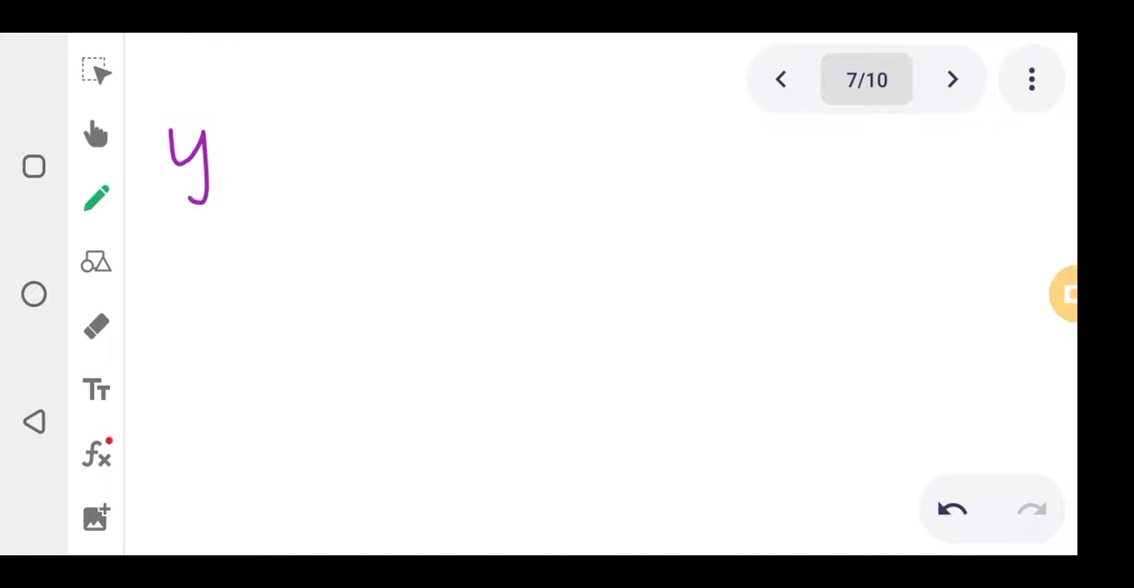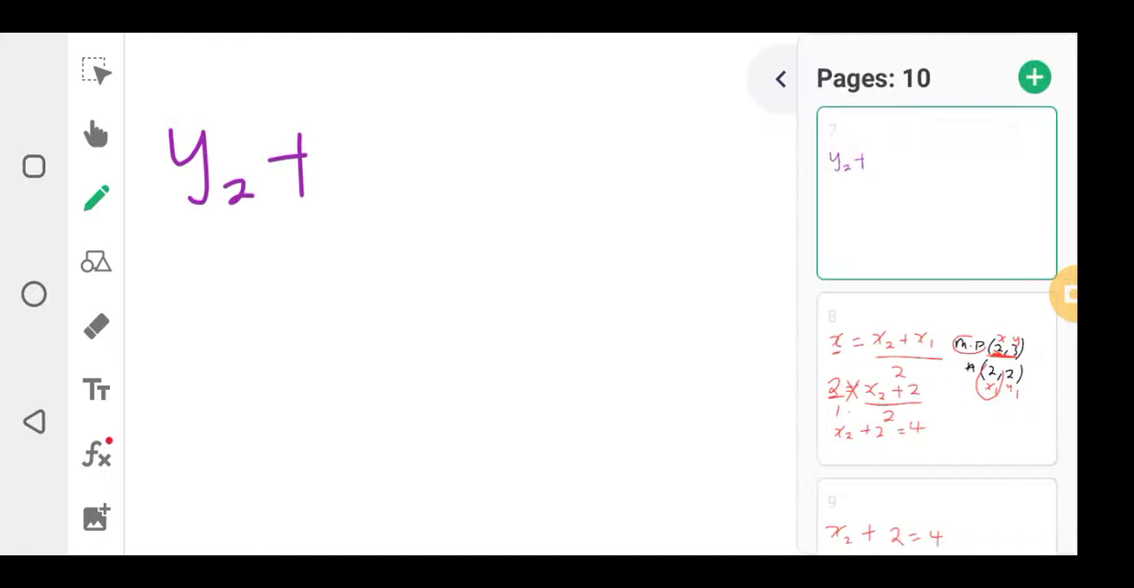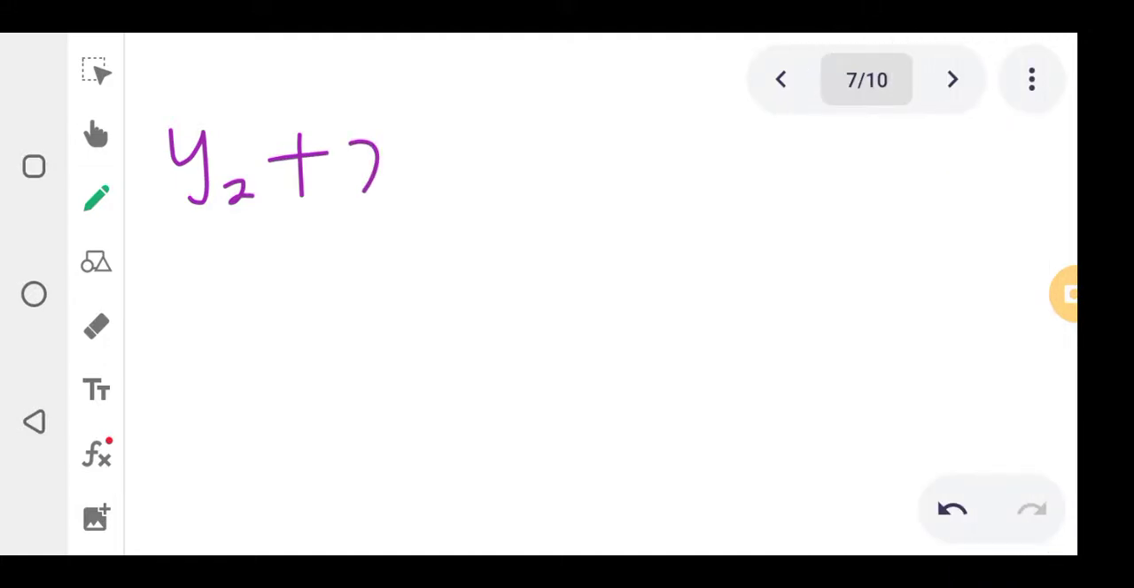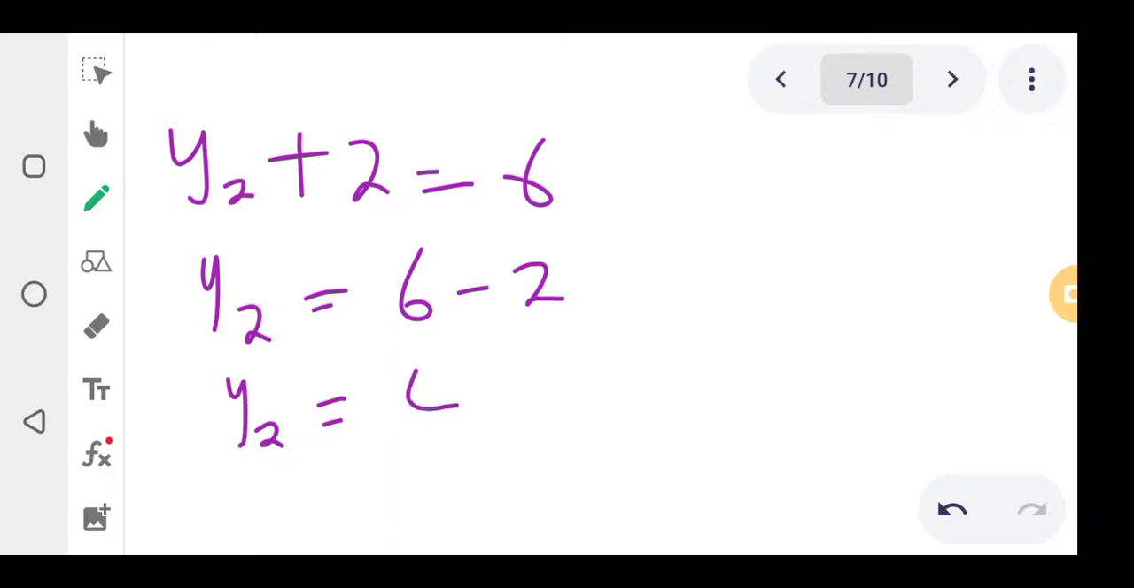So we have y2 plus 2 is equal to 6. I'm continuing. So y2 is equal to 6 minus 2. y2 is going to be equal to 4. So therefore, point B, which we are looking for, is x2, y2. These x2 and y2 are the ones that we were calculating, if you remember.